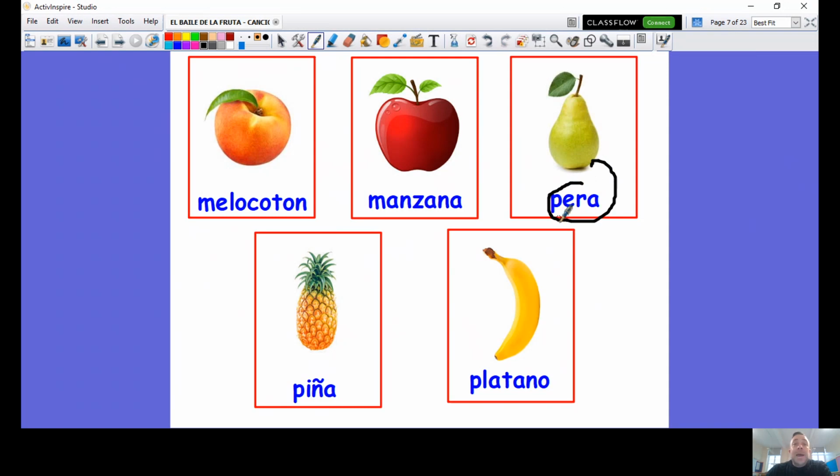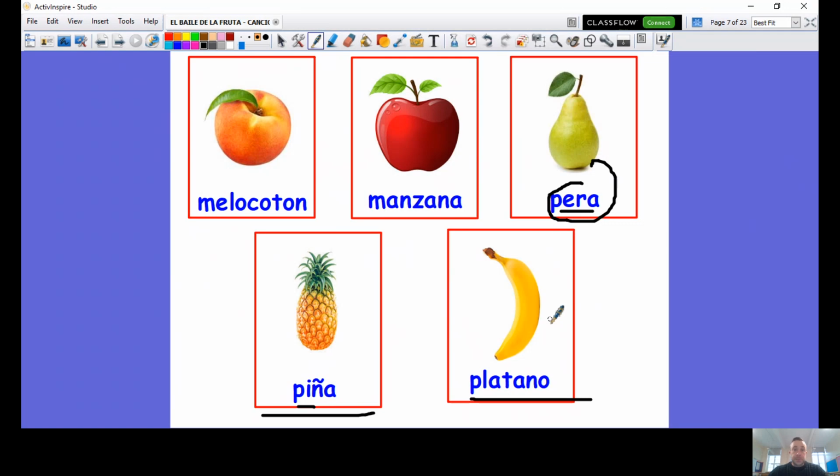Manzana. Excellent. Our third fruit was this one, an easy one. It was like this. Pe. Pera. Let's put that together. Pera. Then down here we had our pineapple. This one was a little bit trickier. It was like this. Pi. Piña. Let's put that together. Piña. And our last fruit was a banana, which was like this. Pla. Plata. Plátano. Let's put that together.